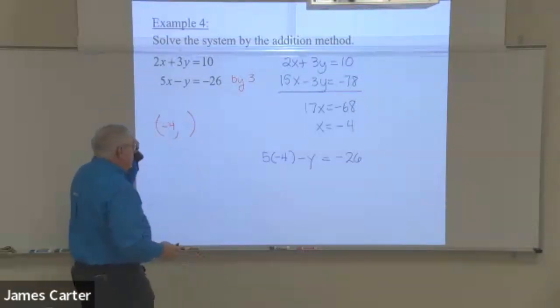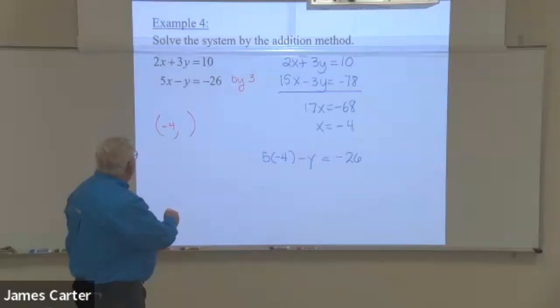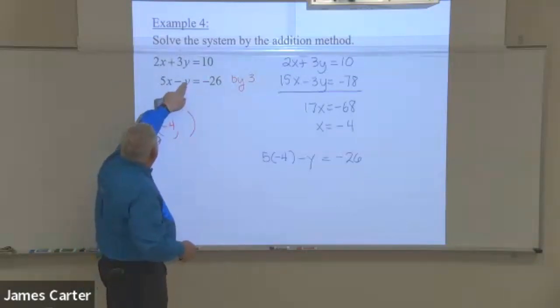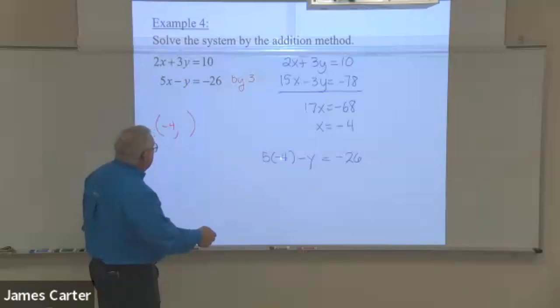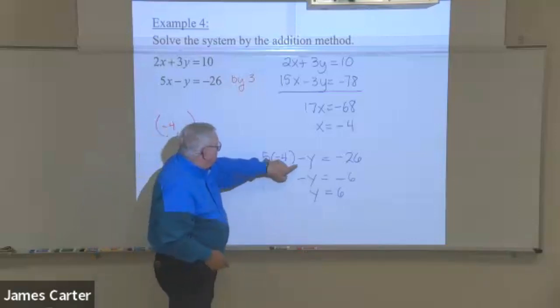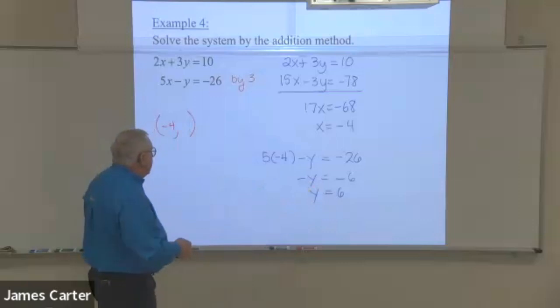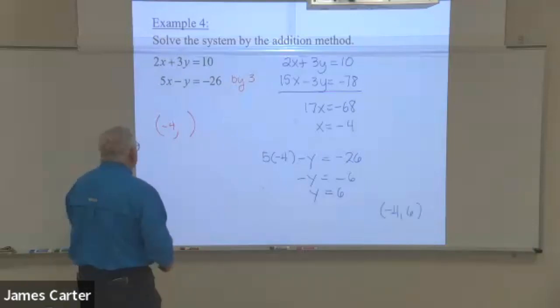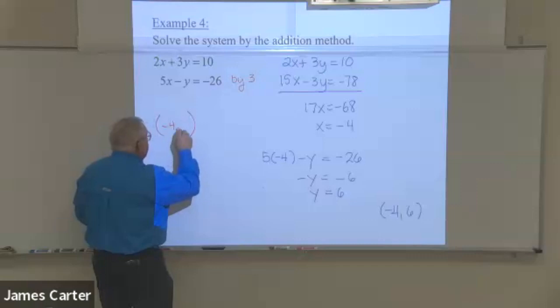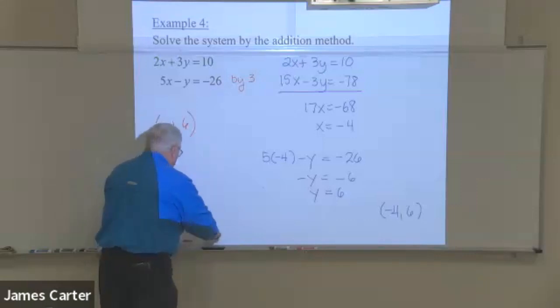Now we go to find our y value. We take either one of the equations, whichever one of them looks more simple. Well, I would choose this one because it already has 1 y. So I replace the x with -4. Take this -20 over to the other side by subtraction or addition on both sides. And then divide both sides by -1, getting an answer of 6. Have ultimately the answer -4, 6.